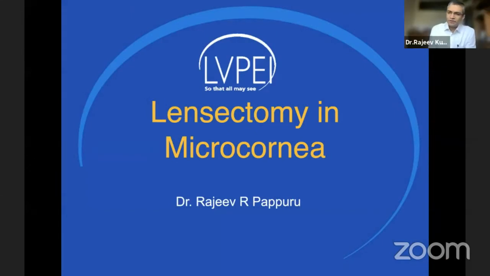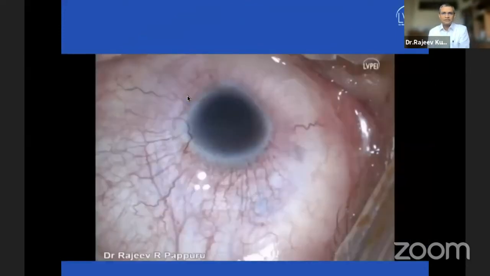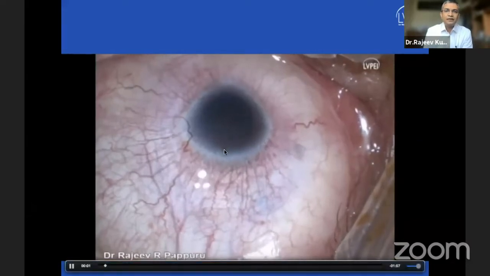So I am going to show a small video where we're going to look at the challenges and difficulties when you're doing a lensectomy in microcornea. This is a case of a 50-year-old patient who came with one eye anophthalmos, and the other eye is a microcornea like this with a hard lens. This is a 5mm cornea. We thought we'd be able to manage this, but the anterior segment people said we cannot remove this through the anterior approach. So we started doing lensectomy in this patient.